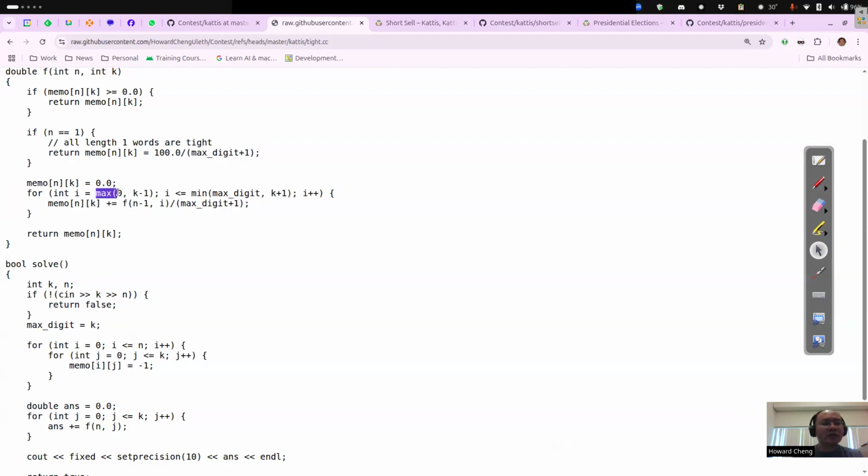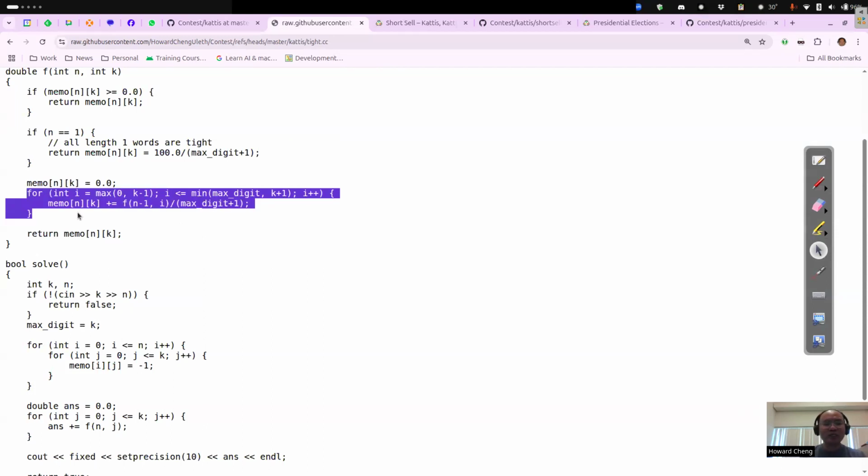The max 0 here basically means if it's negative, don't use it, start from 0 instead. And here, if it goes out of bound the other way, stop it at the outer bound. So don't go beyond that. Okay, but basically this is a loop that adds up 3 sums, possibly less, but add 3 things together at most. Okay, so that's tight words.